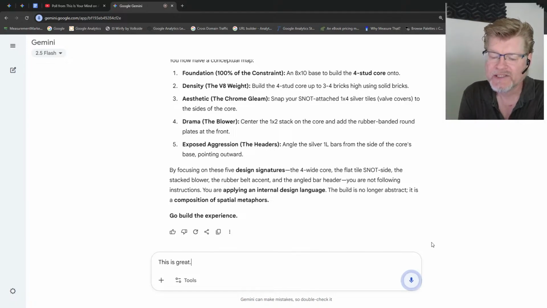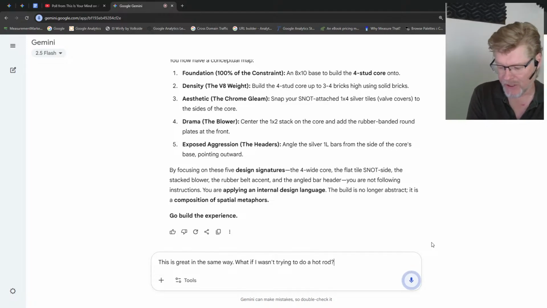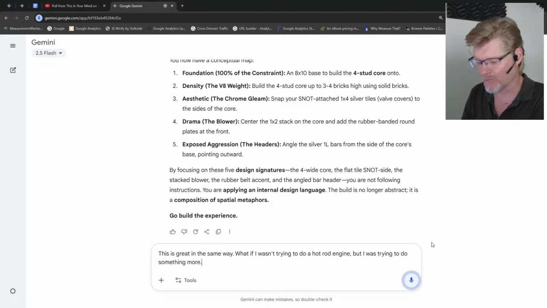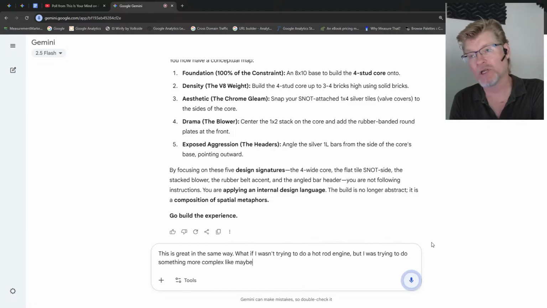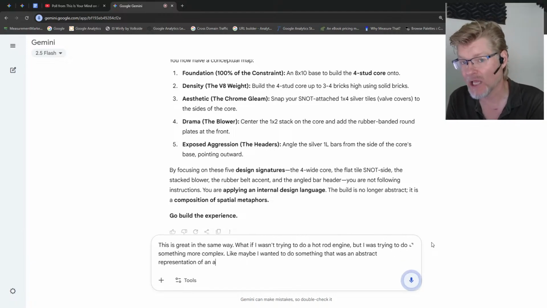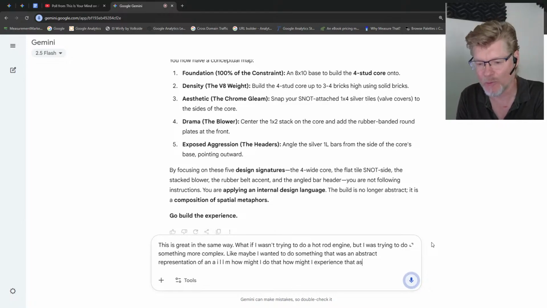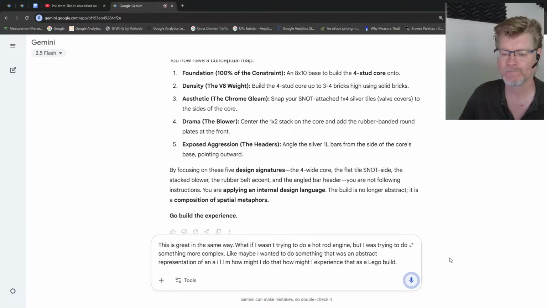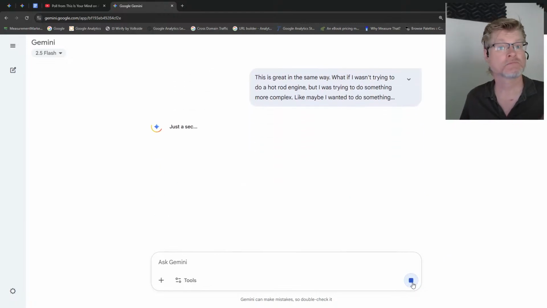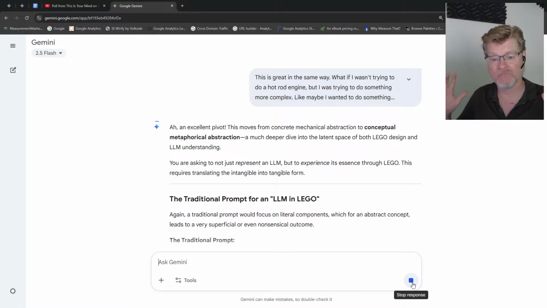This is great. In the same way, what if I wasn't trying to do a hot rod engine, but was trying to do something more complex, like something that was an abstract representation of an AI LLM? How might I do that? How might I experience that as a Lego build? Wildly different. Just made that up out of my head. But I'm very curious what comes in.